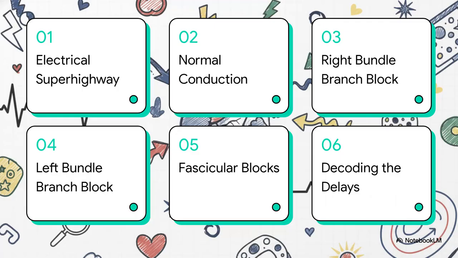So here's our game plan for today. First, we're going to map out the heart's, let's call it electrical superhighway, and figure out what normal traffic looks like. Then we'll start investigating what happens when roadblocks show up, first on the right side, then the left, and we'll even look at some of the smaller side streets. And then, at the end, we'll pull it all together for the big takeaway.